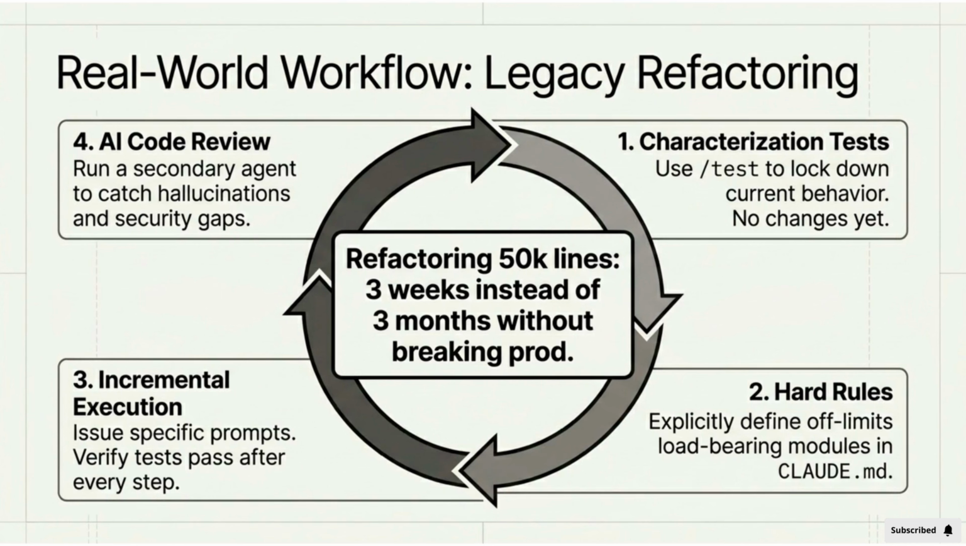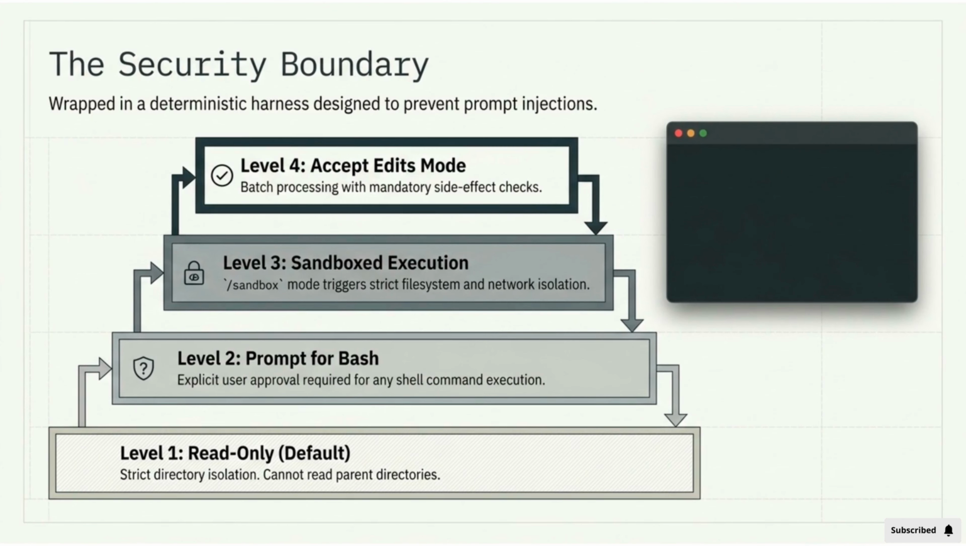For a real-world workflow like legacy refactoring, use characterization tests first, define hard rules in claude.md, and perform incremental execution. Finally, use an AI code review agent to catch hallucinations and security gaps. The security boundary is wrapped in a deterministic harness. It operates in increasing levels of trust: read-only, prompt for bash, sandbox execution, and accept edits mode, ensuring safety against prompt injections.